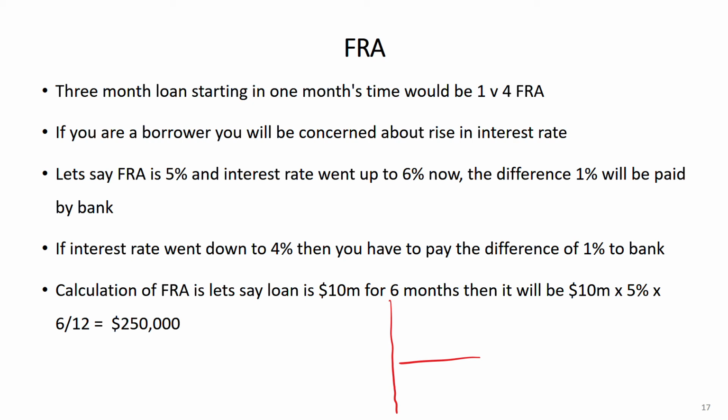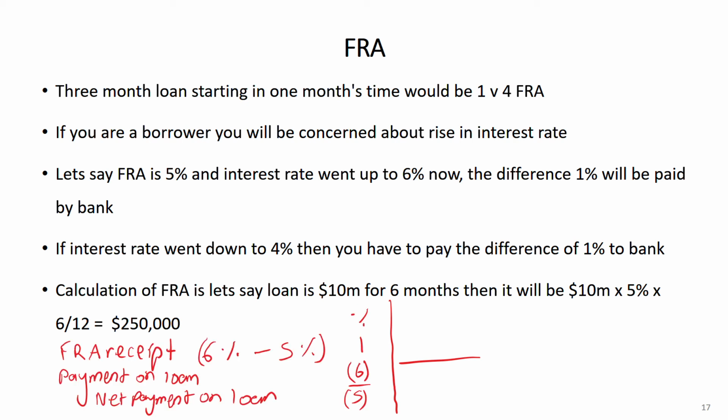This is how, let's say a loan is for 10 million for 6 months, then this is how it will be calculated. 10 million into 5%. Why 5%? FRA is 5%, right? 10 million amount of loan into FRA into the 6 months. So that's why 6 over 12. And this is how the calculation goes. You can take it in money terms also, percentage wise also, in interest rate form also. I have taken it in interest rate form, right?